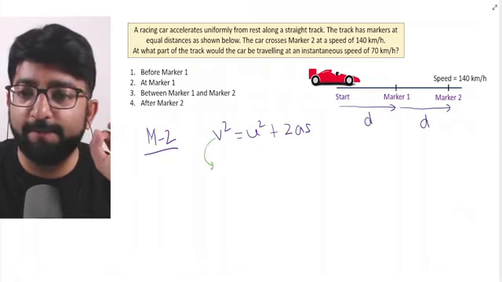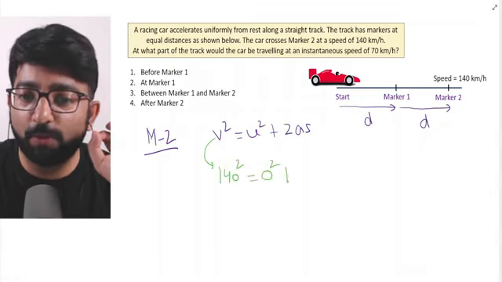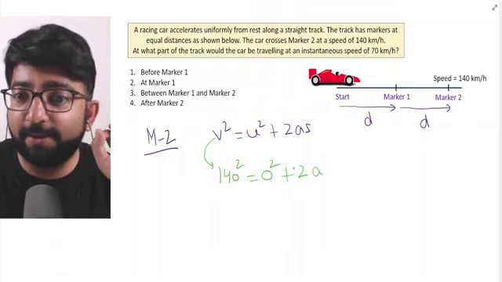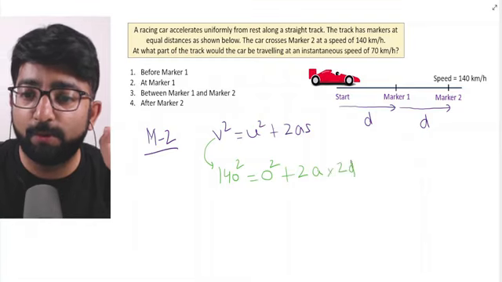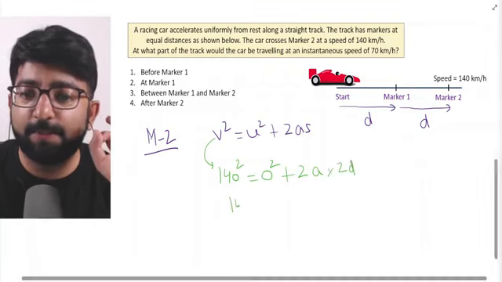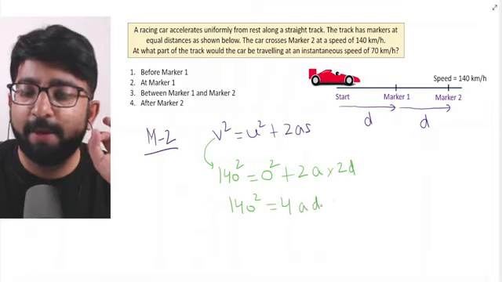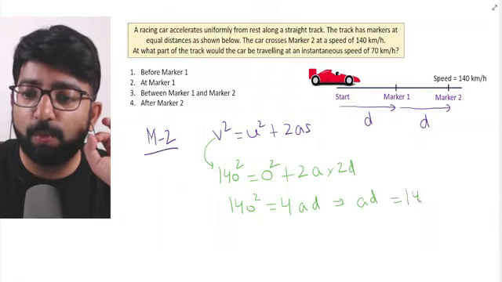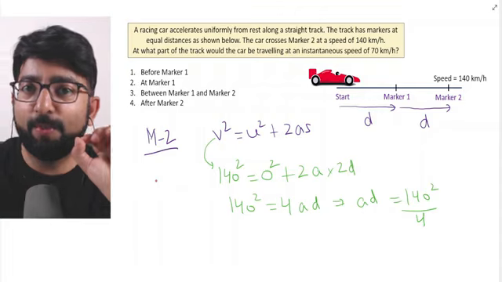So the final velocity we will write as 140 squared, initial velocity is 0, plus 2 times the acceleration, let's say a, and the distance traveled will be 2d. So let's write down multiplied by 2d. If we simplify this expression, we'll get 140 square equals 4ad, and let us try to make a into d as the subject. So we will get a into d equals 140 square divided by 4. So this is situation number 1.